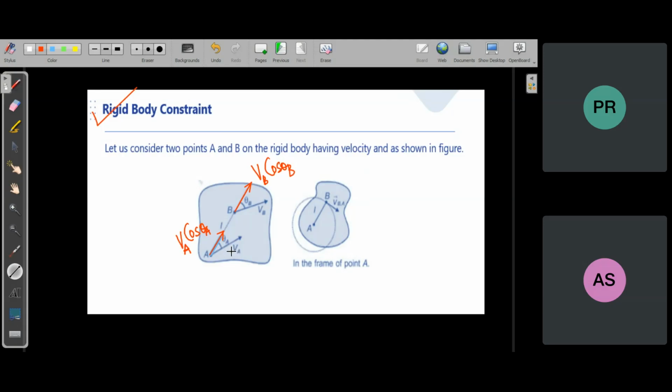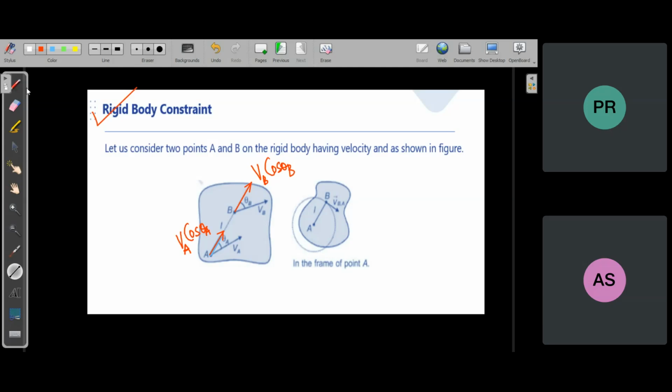So we are not talking about vertical component, we are talking about the component of the velocity along the line joining them. Vertical components can change. Their vertical component can be different.